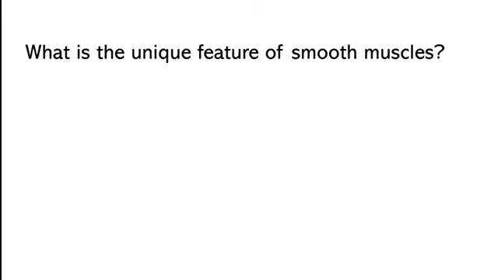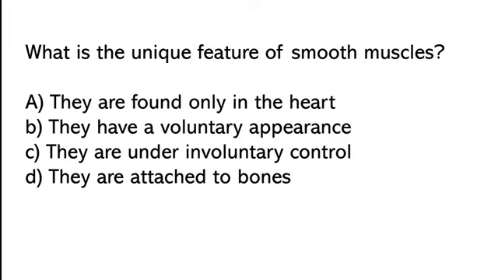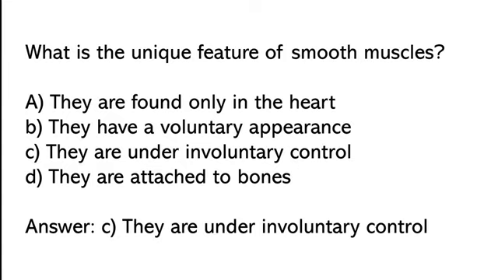What is the unique feature of smooth muscles? They are found only in the heart. They have a voluntary afference. They are under involuntary control. They are attached to bones. So the correct answer is option C. They are under involuntary control.